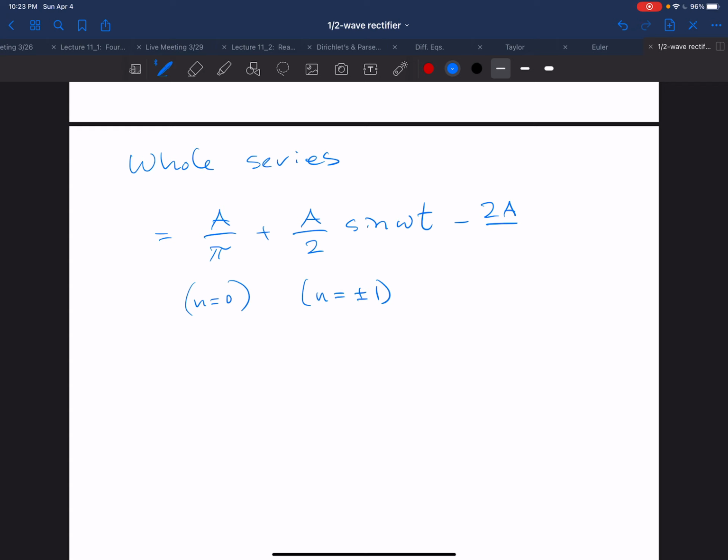And then the rest, for n not equal to plus or minus 1 and n not equal to 0, works out to be the sum from n equals 2 to infinity of 1 over n squared minus 1 times the cosine of omega nt. And this is just for n even. Okay, so we've got the DC component that we're after, and then we've got sinusoidal components, the lowest frequency one just being exactly half of the input voltage.